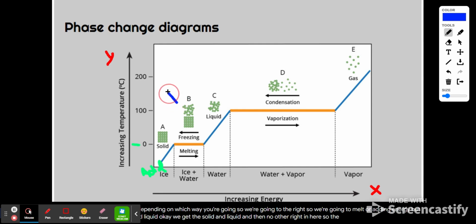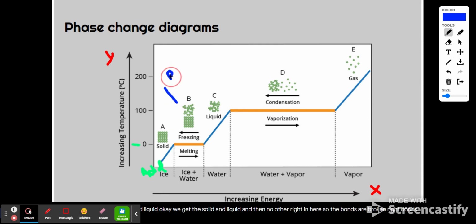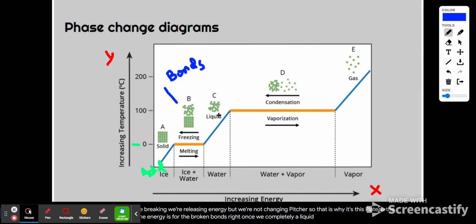So the bonds are broken, right? Bonds are breaking. And as the bonds are breaking, we're absorbing energy, but we're not changing the temperature. So that is why it's this plateau. The temperature doesn't change. All the energy is for the broken bonds, right? Once we're completely a liquid, right here, we can start to raise the temperature. So we can get it to hotter liquid, more kinetic energy. So the kinetic energy is rising right here, and it's in its liquid state.